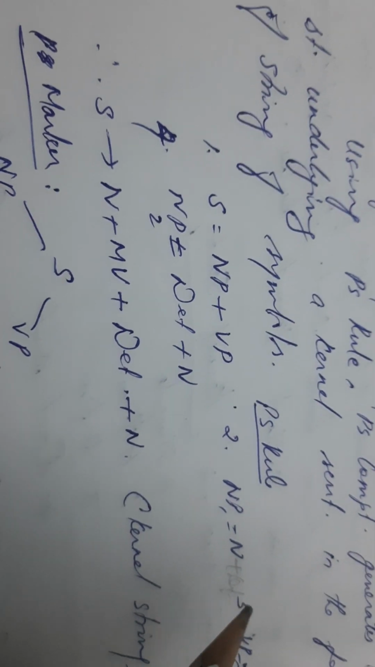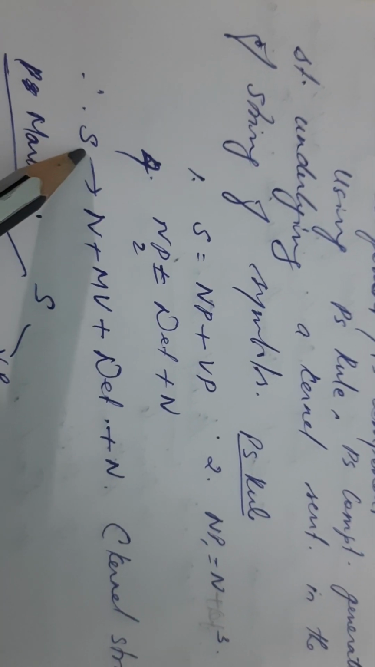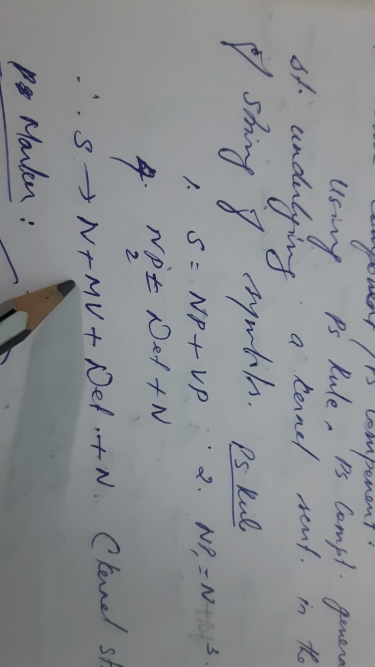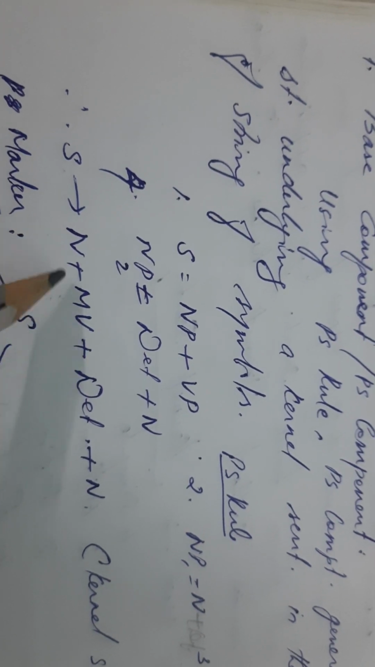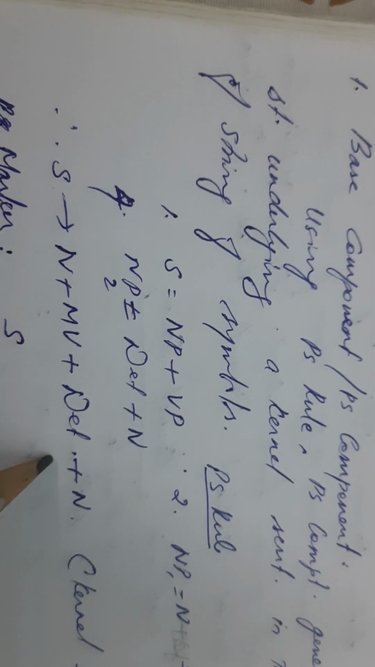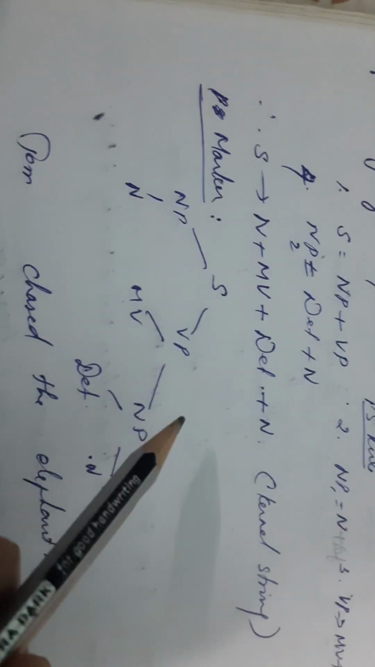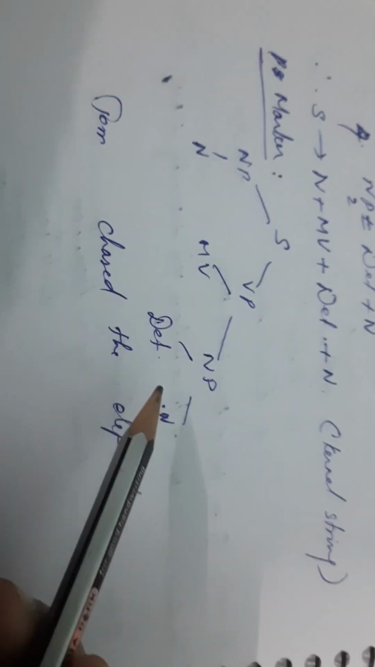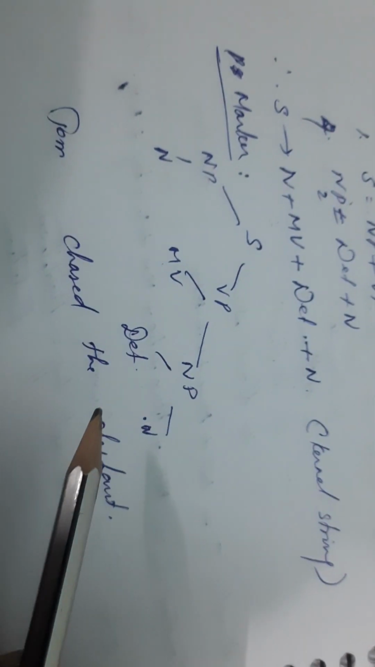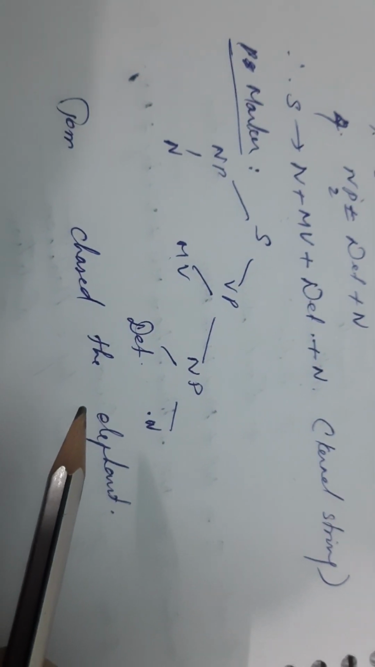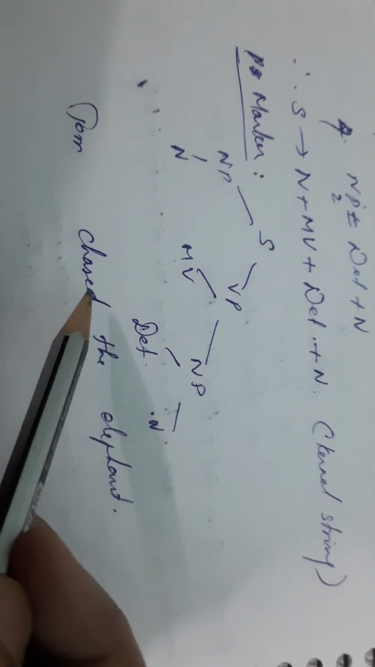kernel sentence as well. Okay, so this is actually the kernel sentence. So we are applying the PS rule to the kernel sentence. Okay, N plus MV plus determiner plus N. So this is actually the kernel string, and the same thing, as we have done in the PS rules using a tree diagram, we have marked the nodes also. The same thing is applied here.